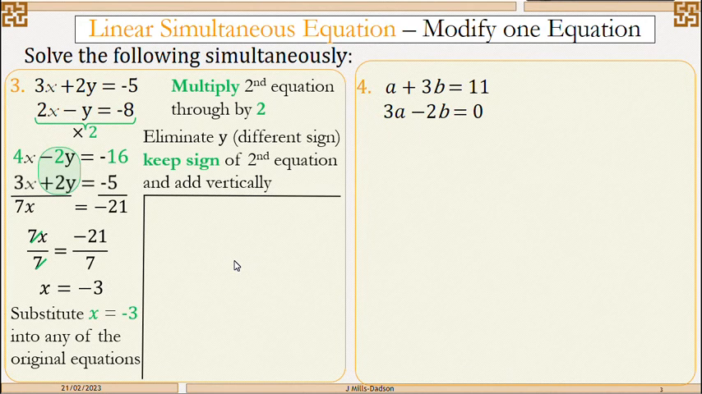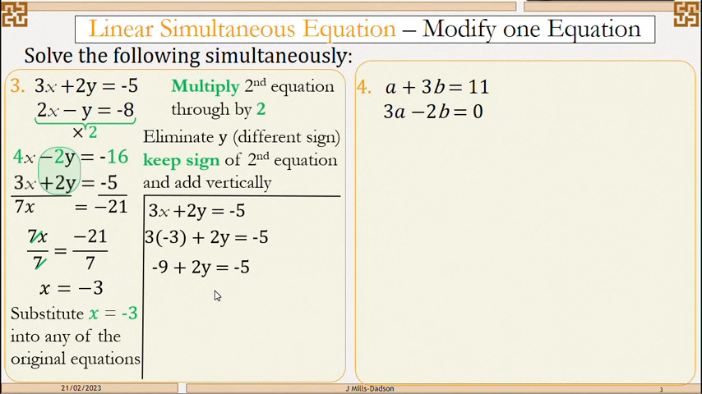Now we're going to substitute x, which equals negative 3, into any of the original equations. Mind you, always use the original equations, not the ones you modify. So I've chosen the first one. It's a matter of choice. I've chosen the first one. So 3x plus 2y equals negative 5. And I know that x is negative 3. So if I simplify this, I'm going to have negative 9 plus 2y equals negative 5.